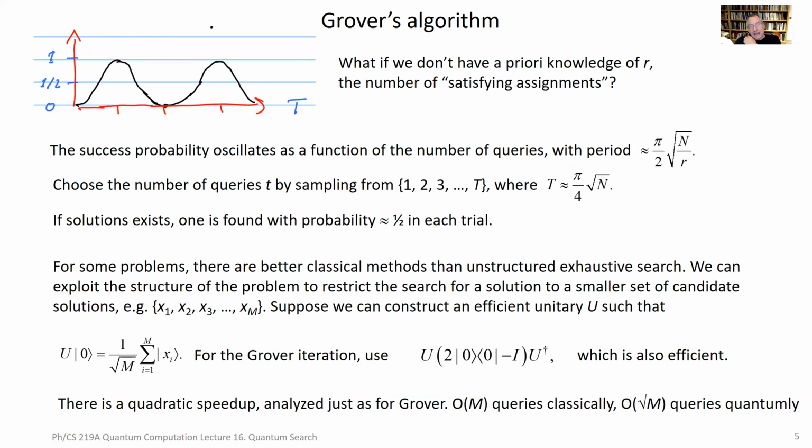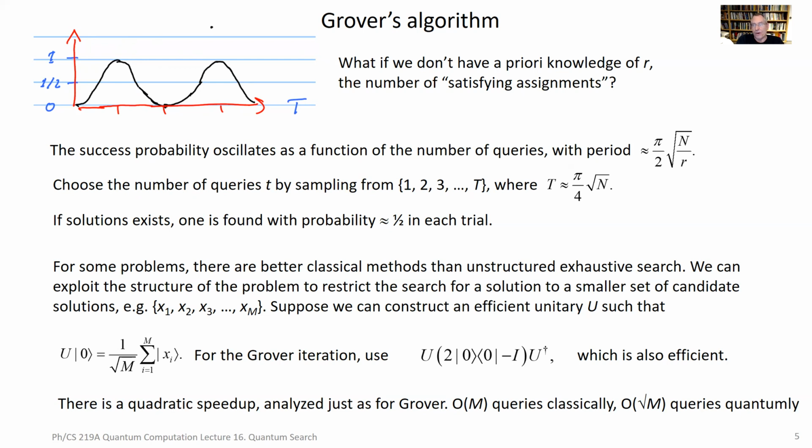So that's what we do. And if we don't find it the first time, we try again. And after a few trials, chances are we're going to find a solution. We're going to fail after m trials only with a probability which is at least as small as 1/2 to the m.